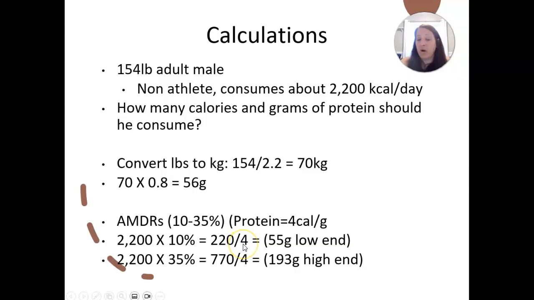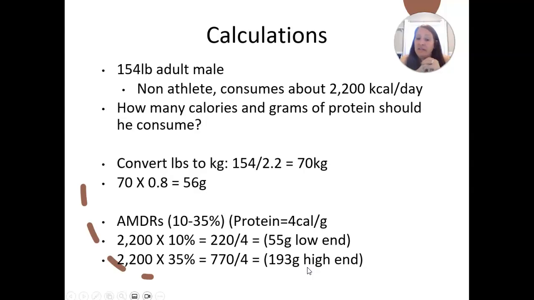If I divide that by 4, I can get grams. So on the low end, this individual should be consuming 55 grams of protein in a day. On the high end, 35%, again, total calories, 2,200 times 0.35, gives us 770. So 770 calories of the 2,200 should come from protein if he's at the high end. Again, divide that by 4 to get grams, and that's 193 grams of protein at the high end. So that's the minimum and the maximum amount of protein that he should consume.